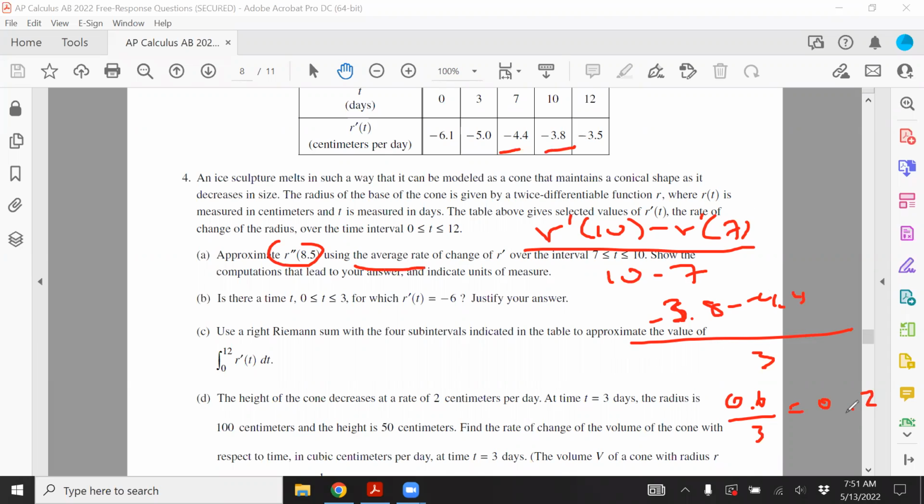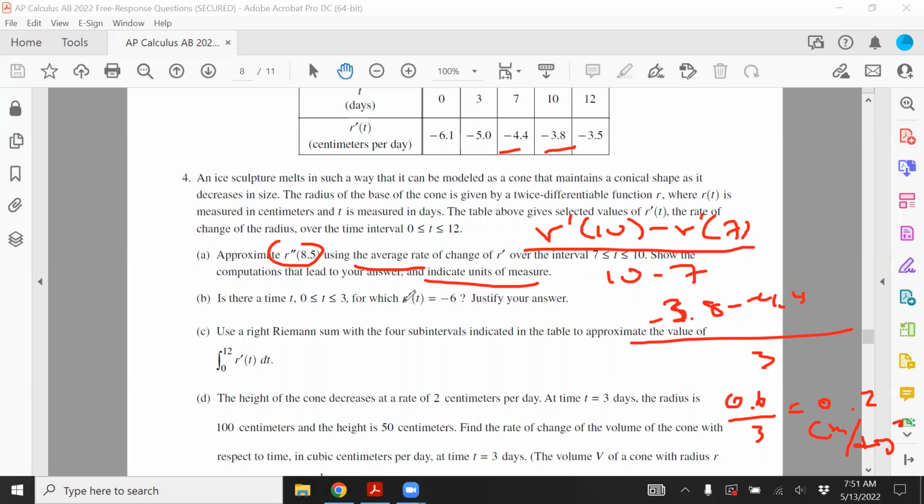You have to state units. That's going to be centimeters per day squared. So that's part A. I guess that's probably just 1 point, maybe 2 points on the AP. Scrolling out, it says indicate units of measure, so I did that.